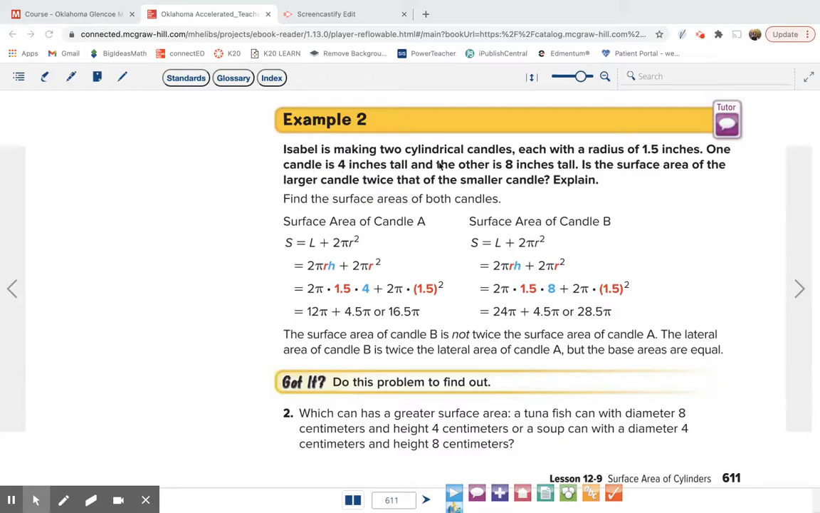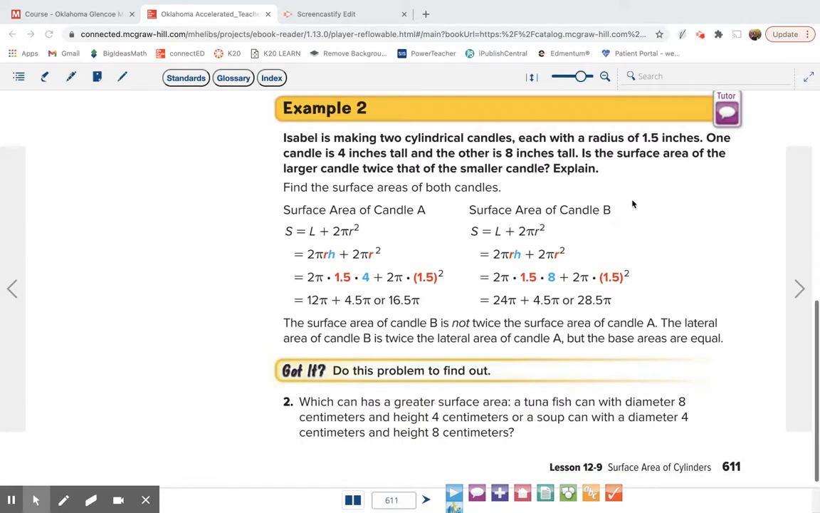So it says Isabel is making 2 cylindrical candles, each with a radius of 1.5 inches. So they have the same radius. One candle is 4 inches tall and the other is 8 inches tall. Is the surface area of the larger candle twice that of the smaller candle? So we're going to have to find our surface areas and see if the bigger candle is twice the amount as the smaller candle. So we find them separately.